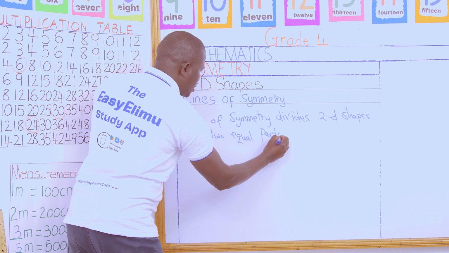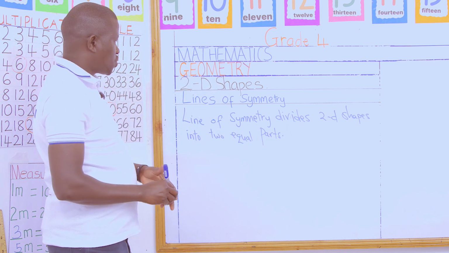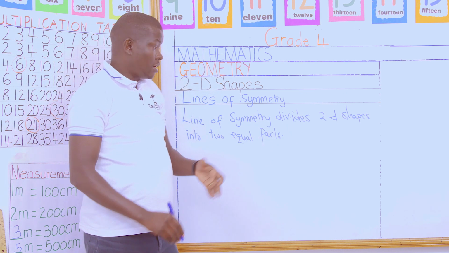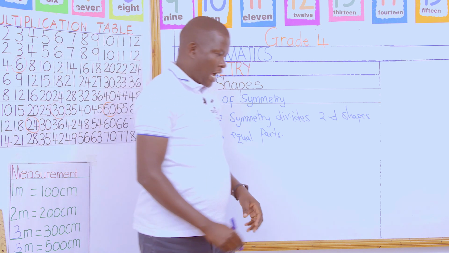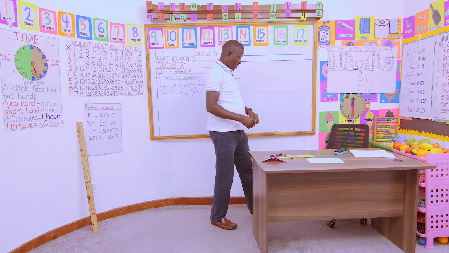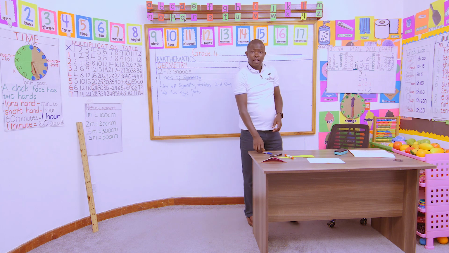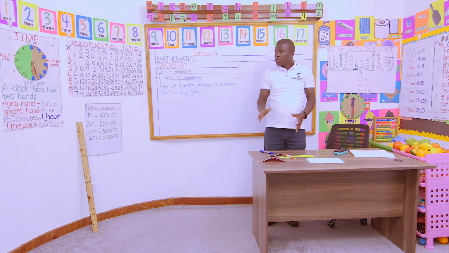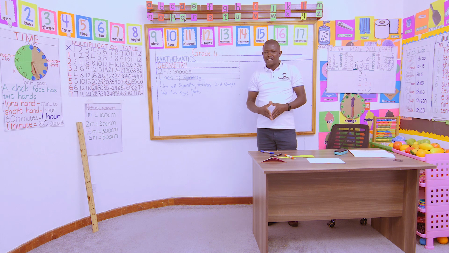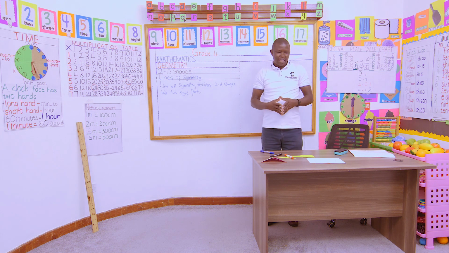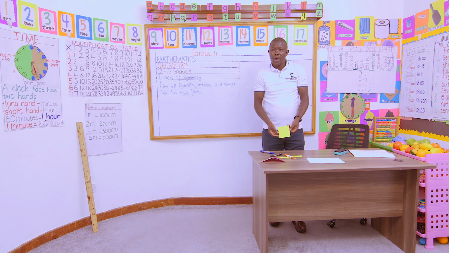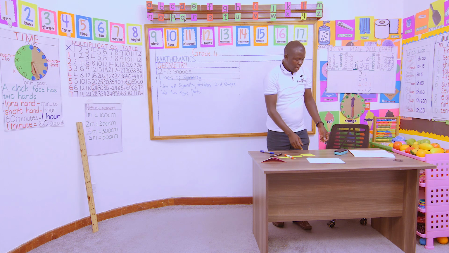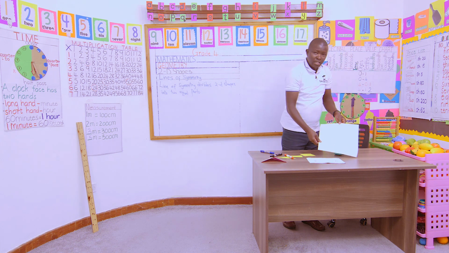It divides 2D shapes into two equal parts. Remember, we had identified the 2D shapes: the rectangle, the square, and the triangle. It divides the 2D shape into two equal parts. Now, can you work out the remaining 2D shape, the square? And with me, I had come with a bigger one.